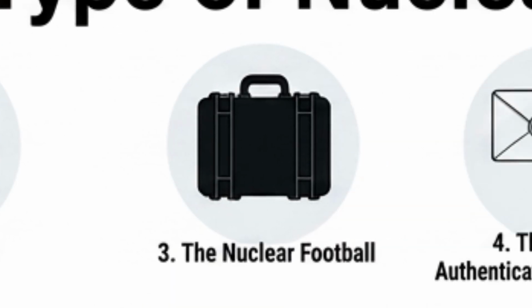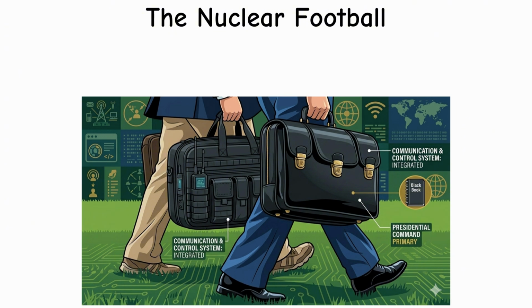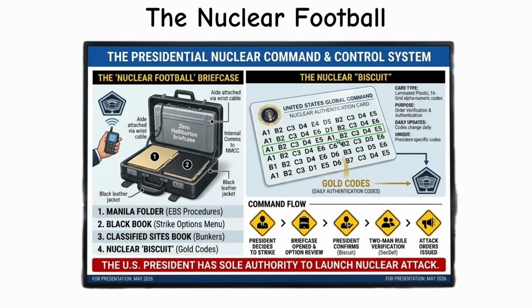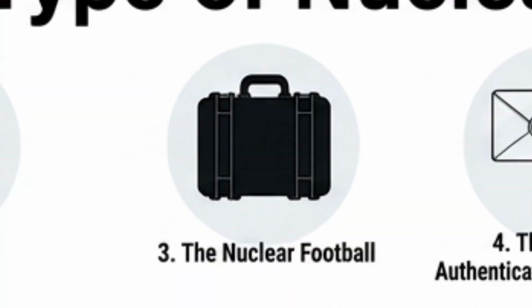3. The nuclear football. The black leather briefcase carried by a military aide who follows the president everywhere. It weighs about 45 pounds. Inside is a satellite communication system, a list of pre-written war plans, and authentication codes. It does not actually have a launch button.